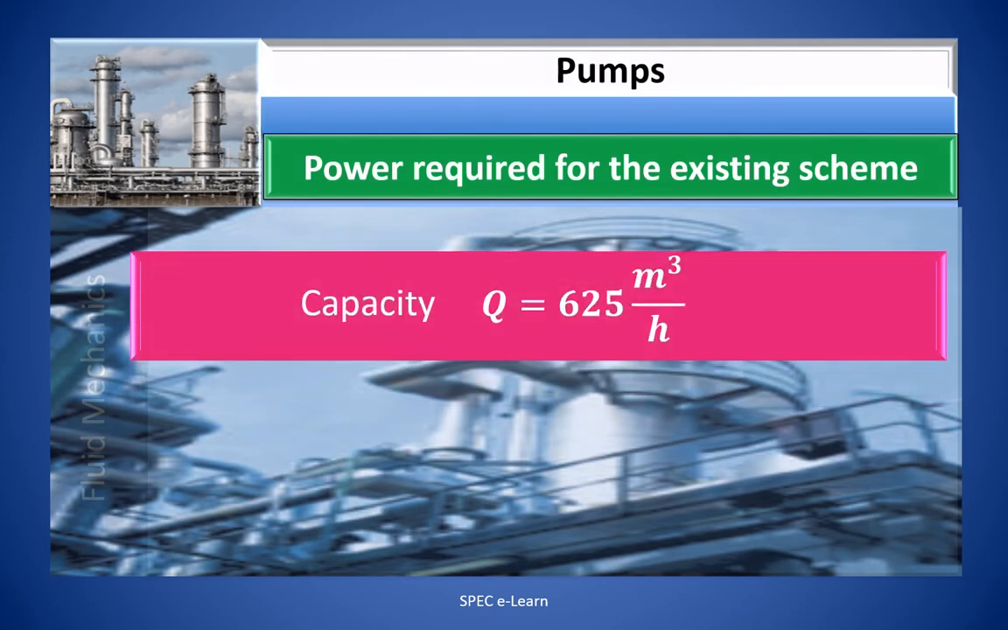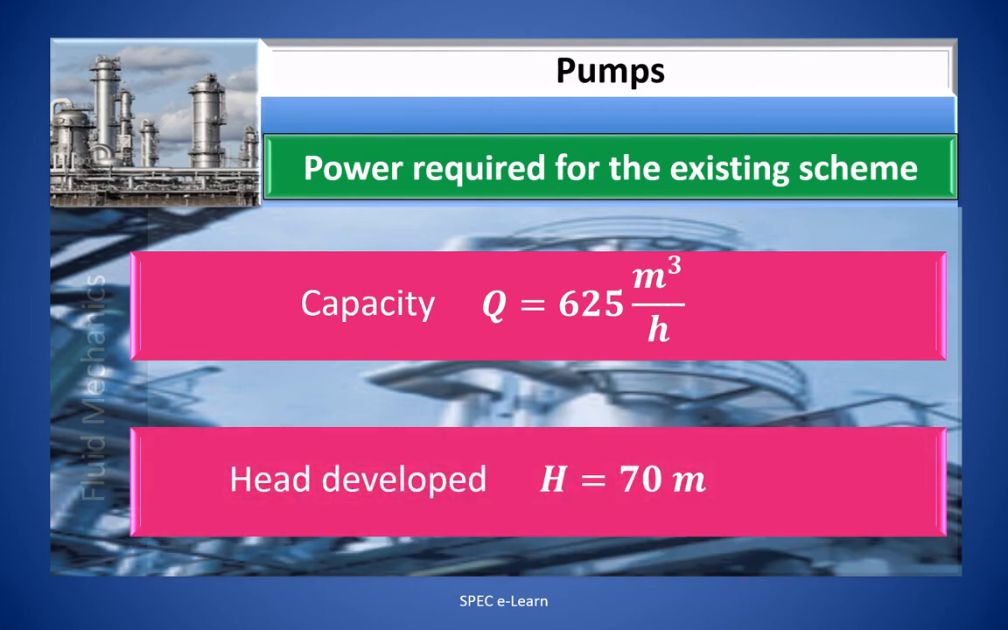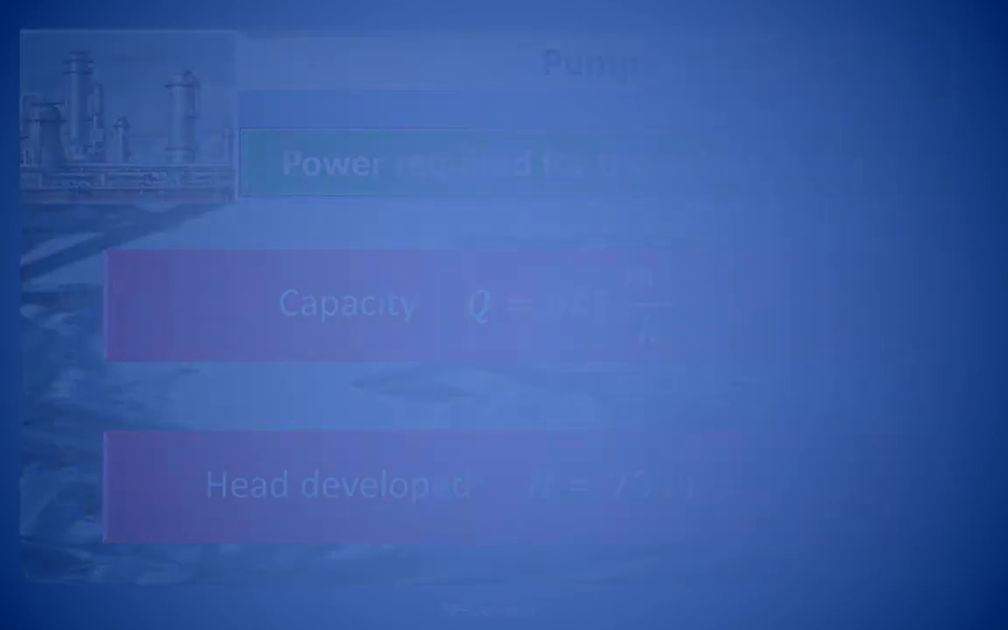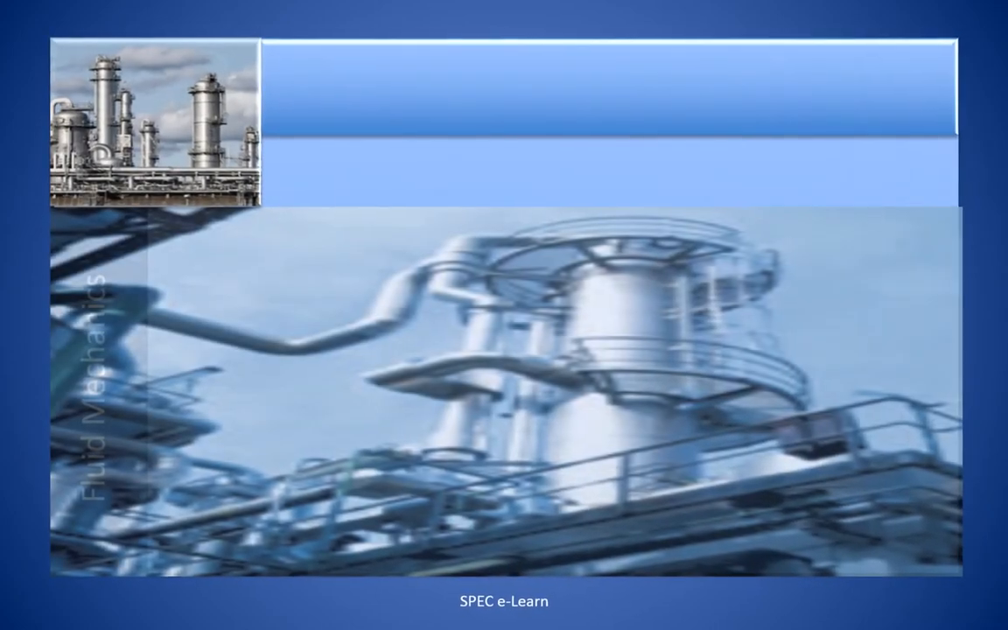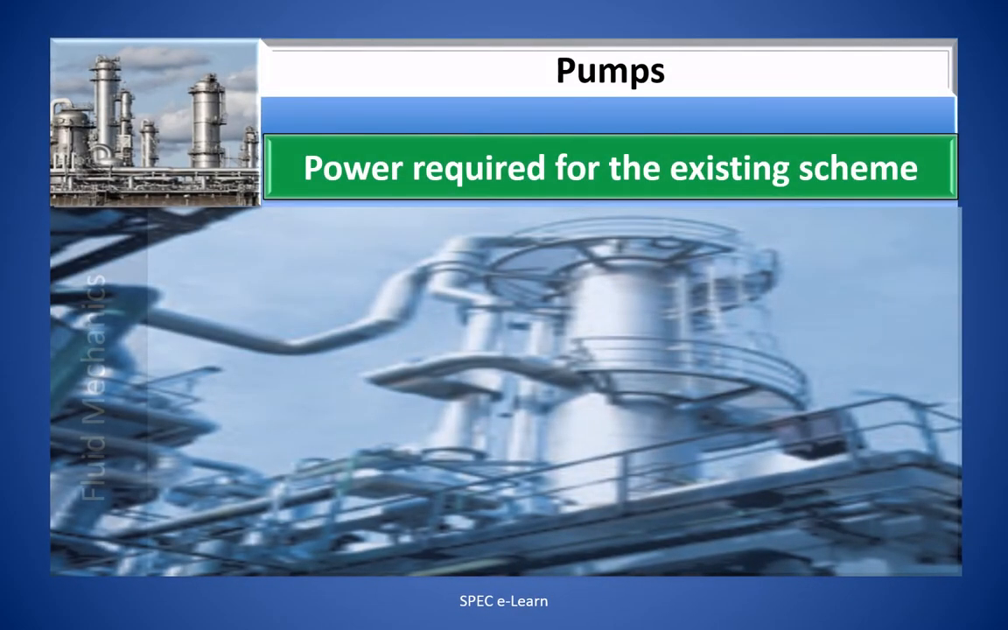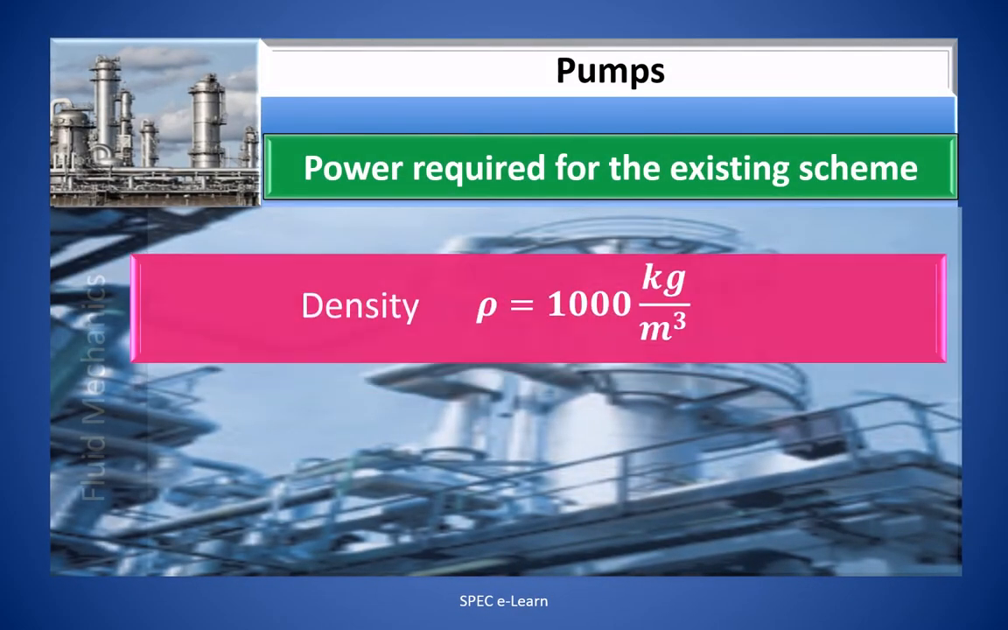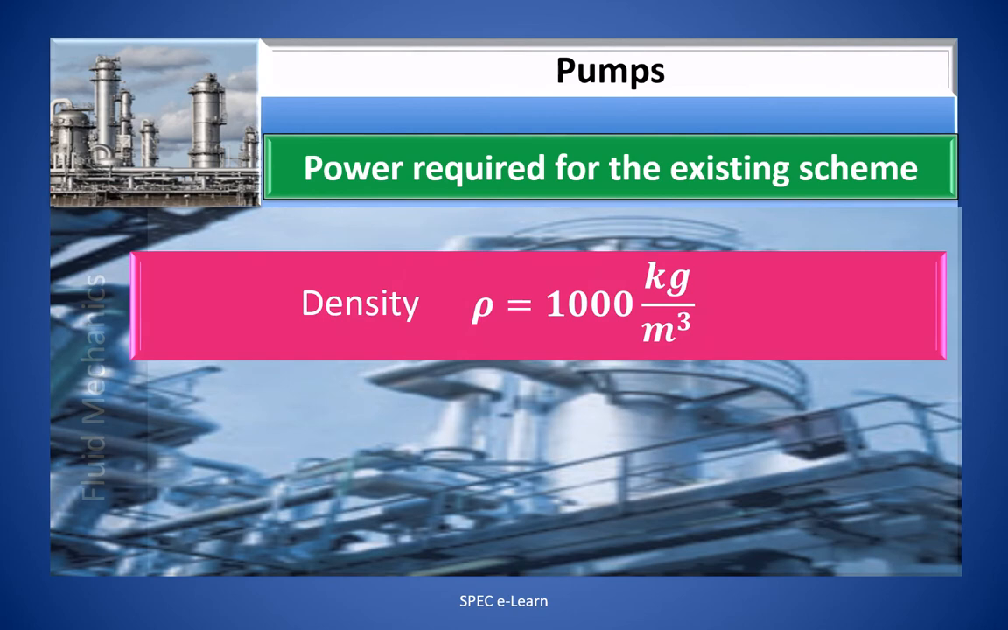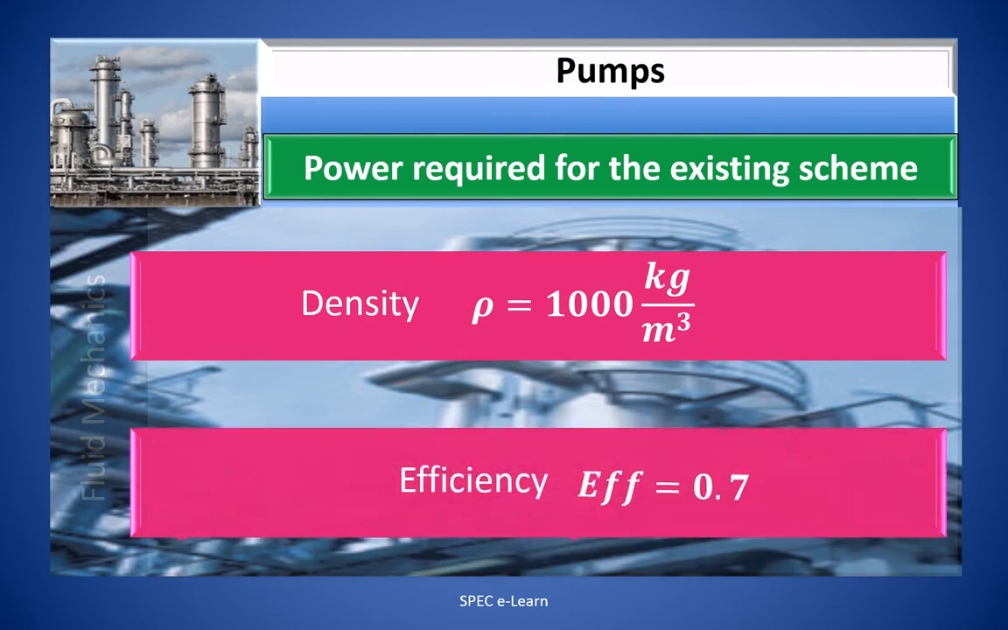The power required for the existing scheme: capacity Q, 625 cubic meter per hour. The head developed, H, is 70 meters. The density of the liquid is 1000 kg per cubic meter. Efficiency of the pump is 0.7.